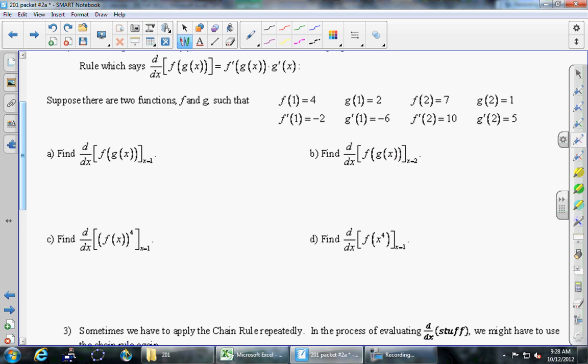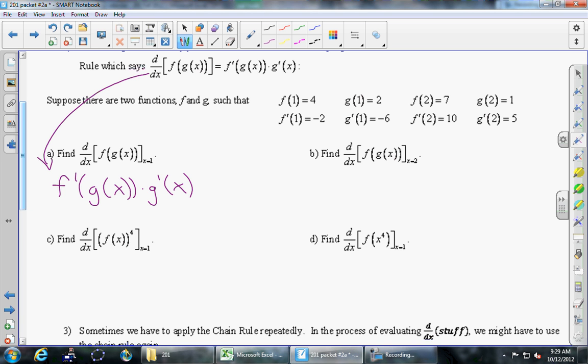Can I think of it as stuff to a power? Can I think of it as sine of stuff? I can't think of it as any of those things because I don't have the rule for f. I just have a few isolated data points. So we need to use this thing right up here. So I'm just going to write that thing. Here's what it says. f prime of g of x times g prime of x.